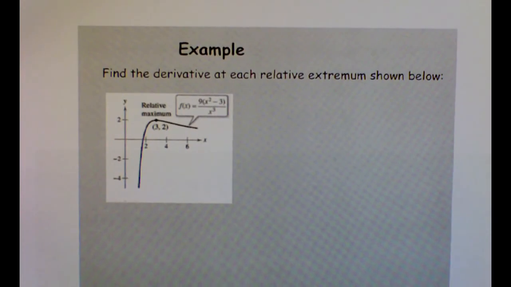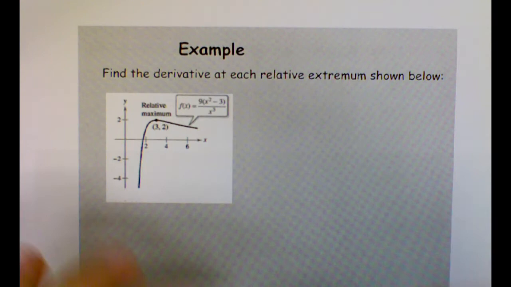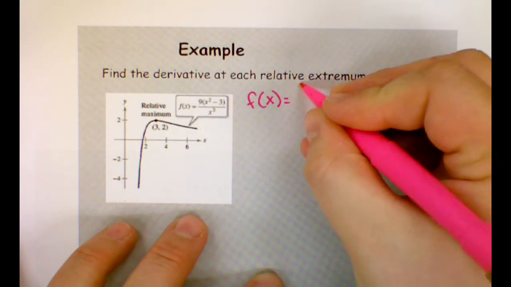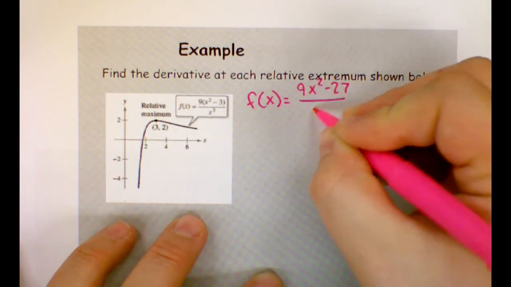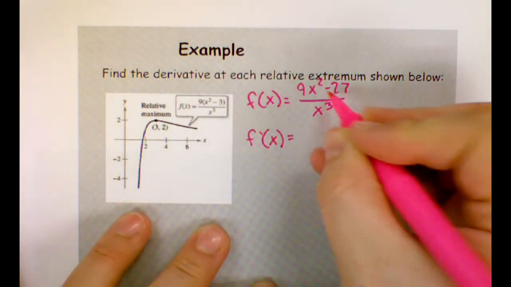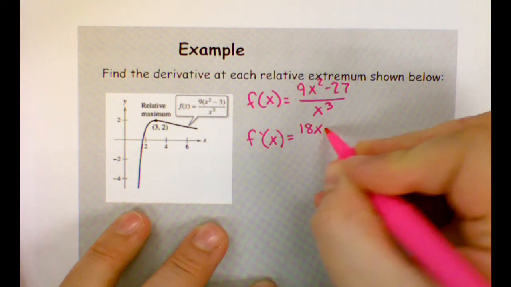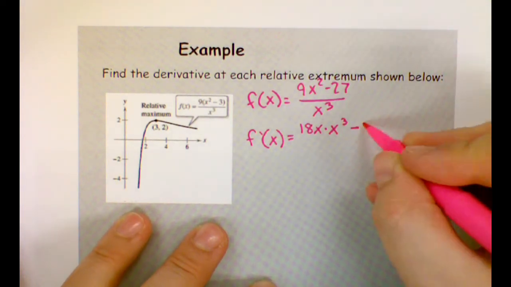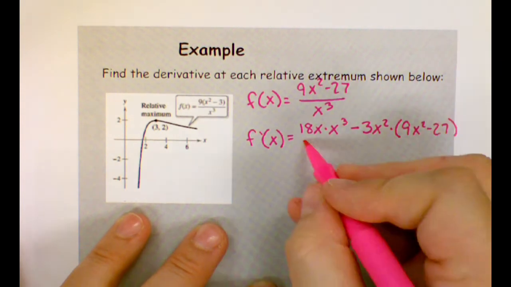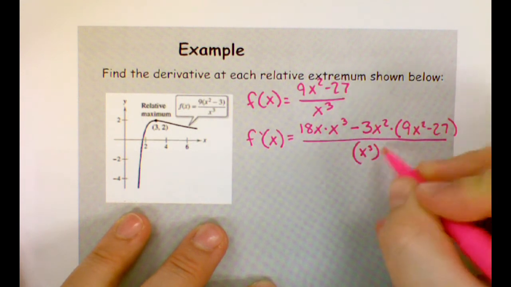We're going to find the derivative at each extremum shown below. So the plural of extrema is extremum. So relative extrema, we want the derivative. I got this funky looking equation. First of all, I'm going to rewrite it. I'm going to multiply that 9 into the numerator because I like it better. To get my derivative, I use the quotient rule. Derivative of the top is 18x times the bottom minus derivative of the bottom times the top, all over the bottom squared.